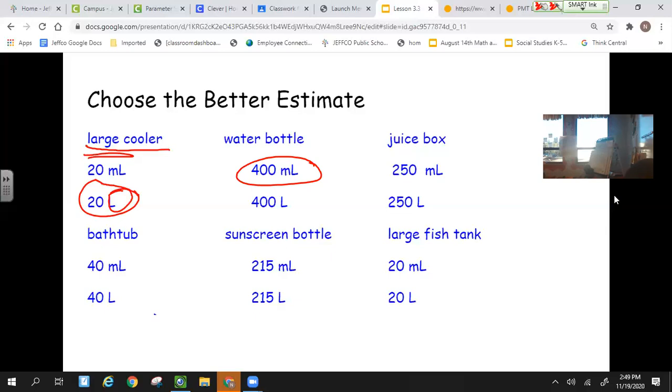No way. All right, juice box, 250 milliliters or 250 liters, Sawyer. Oh, 250 milliliters, how do you know? They're smaller, right? And is the juice box very big? No. All right, bathtub, 40 milliliters or 40 liters? What are you thinking, Mr. Robert? 40 liters. Why? Because a bathtub is pretty big and 40 milliliters won't fill it up. Nope, would not fill it up. You might be able to get your toe wet.